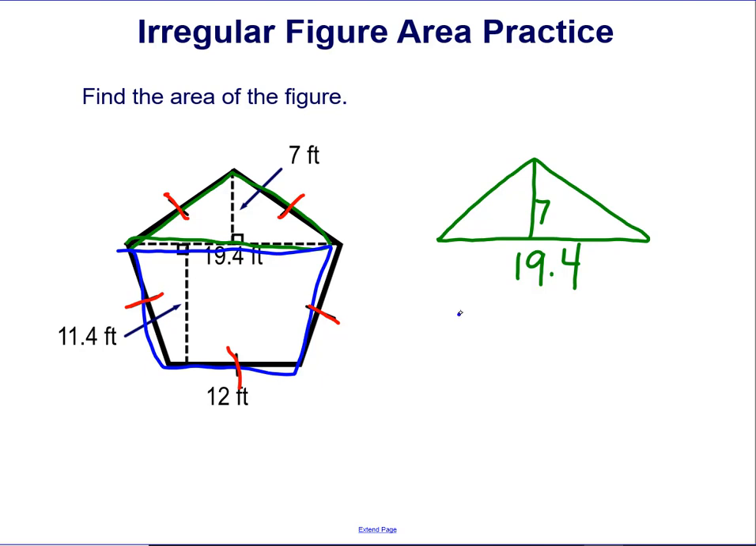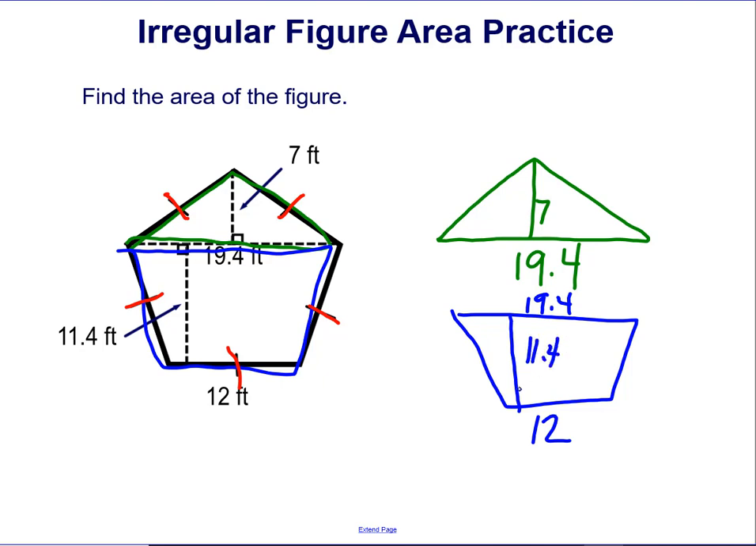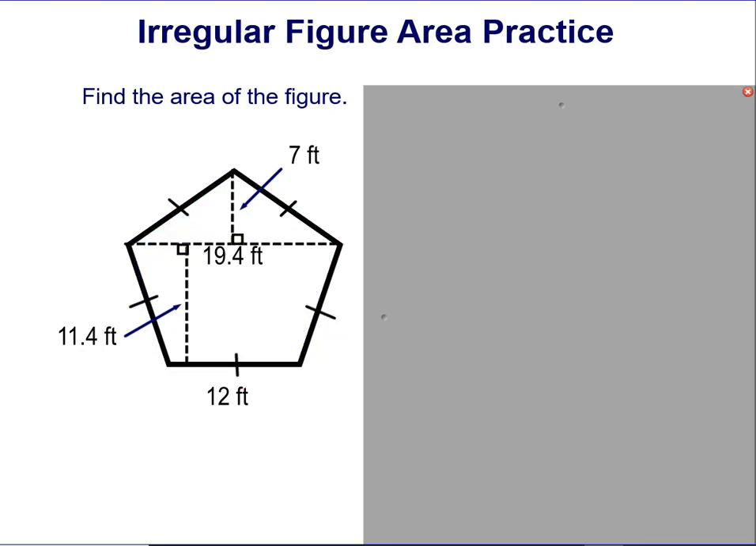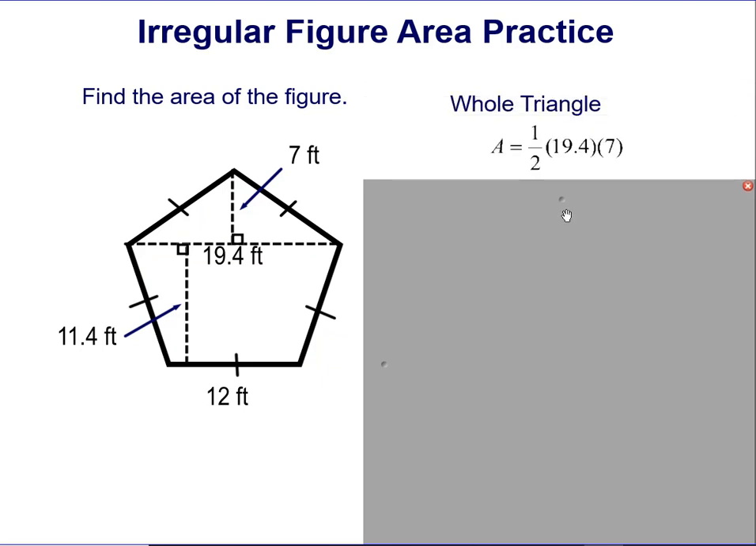And then for my trapezoid, I have one base of 12 and one base of 19.4, and then I have this height here of 11.4. That's my height. So to find the area for the triangle, I use 1/2 times 19.4 my base times 7 my height, and I get an area of 67.9 feet squared.